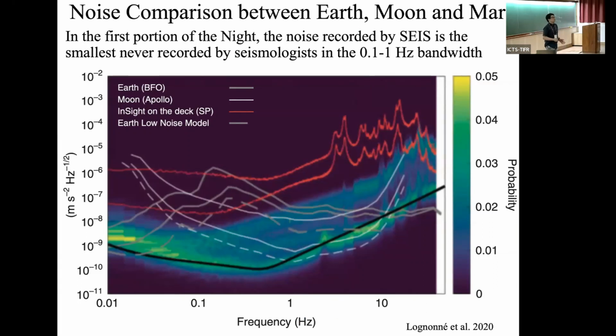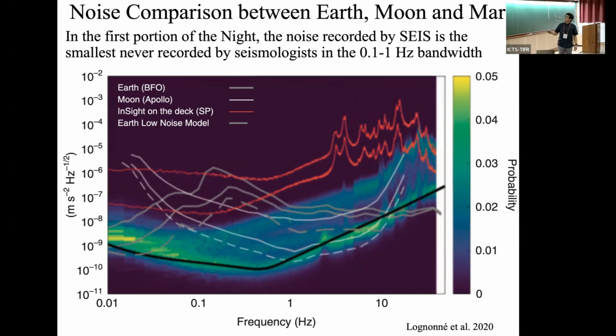So let's talk about noise. This is kind of the core of my presentation today. I can talk about this for hours, but I will just try to walk you through this plot. First of all, I would like to draw attention to this gray line, which is the noise level of the Earth. I took the data from Black Forest Observatory, which is one of the quietest stations in Europe, and this is the noise level.